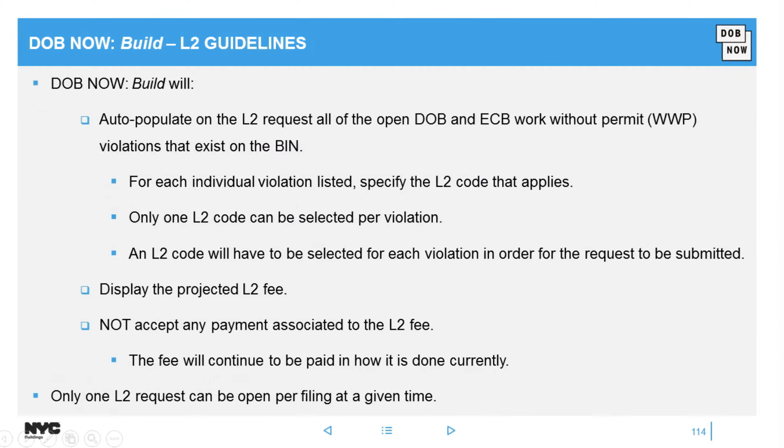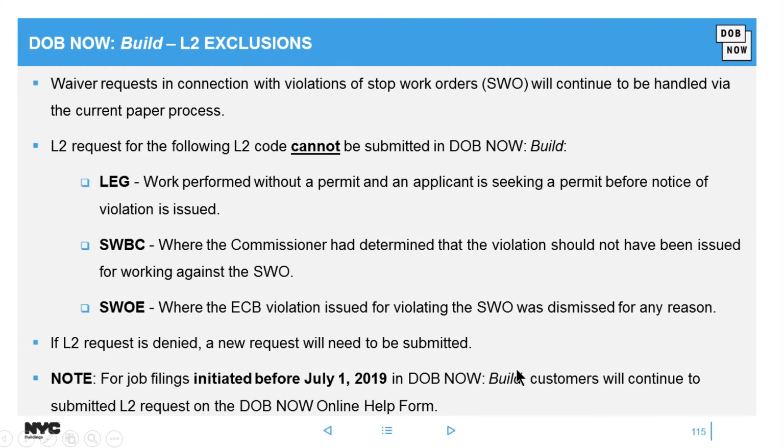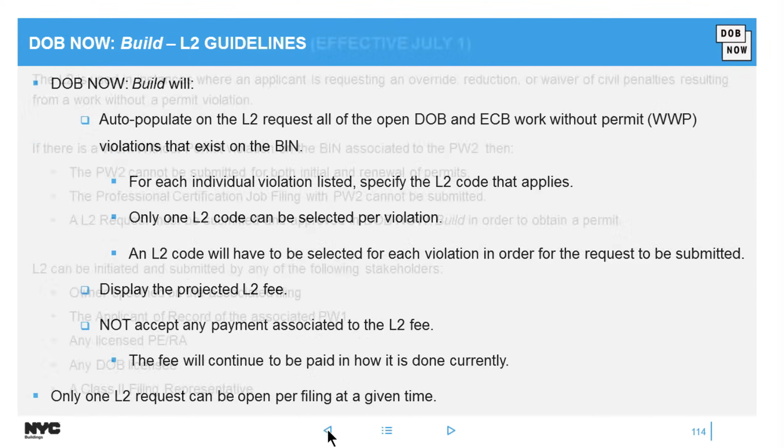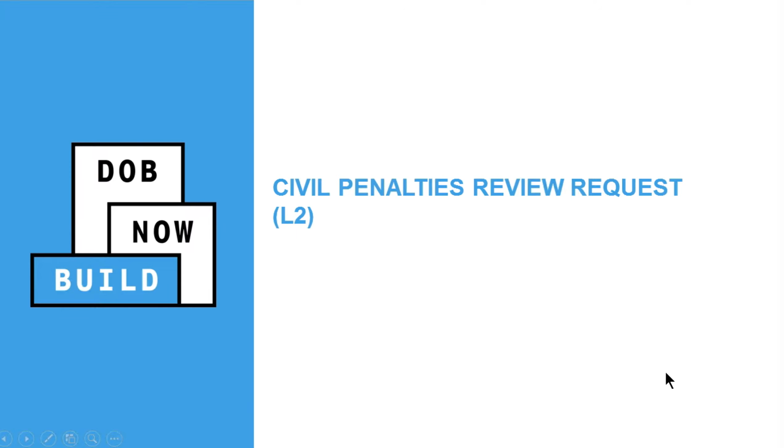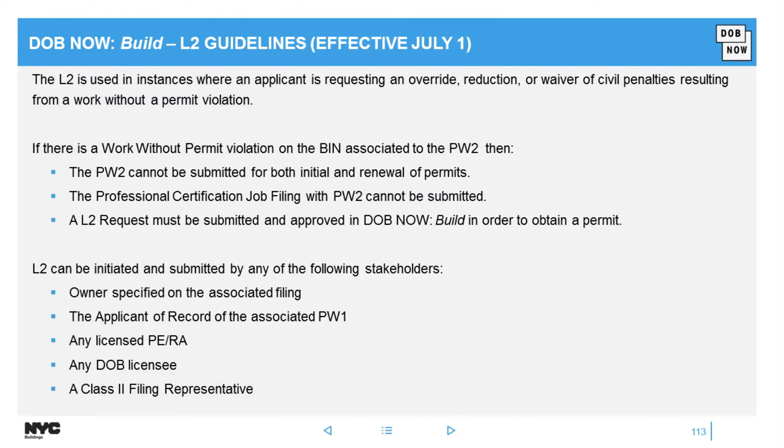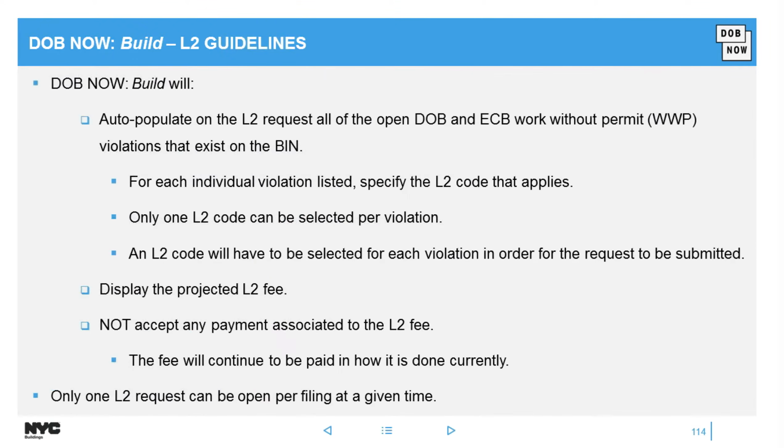So again, L2, sorry, I just have to go back. L2s are also available in the system as of July 1st. You would be able to submit an L2 request for any work without permit violation, only for filings that have been created in the system as of July 1st. So if you had an existing file and you're trying to do an L2 on it before July 1st, it wouldn't work, only for files created in the system as of July 1st.